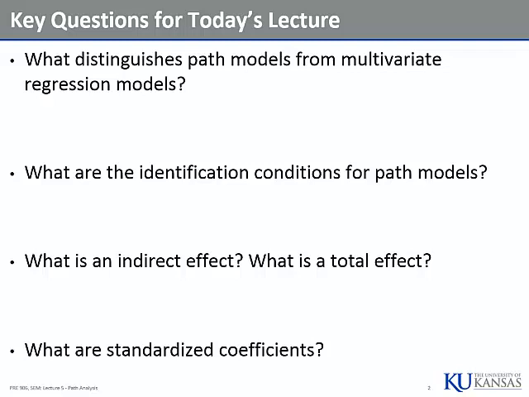What is an indirect effect? What is a total effect? And then finally, what are standardized coefficients? We could have indirect and total effects that we never really had in univariate regression. We certainly had direct effects, what we're going to call direct effects. And standardized coefficients we did have in univariate regression, but they are all the more prevalent now. So we're just going to keep moving forward with all these.